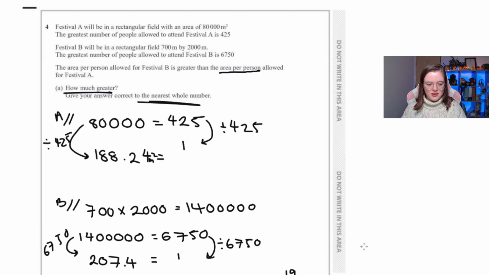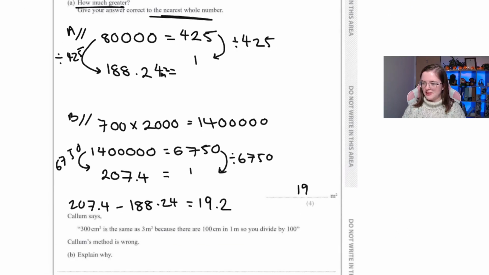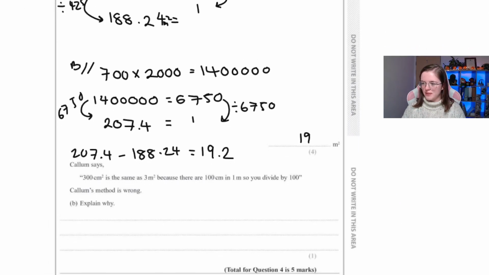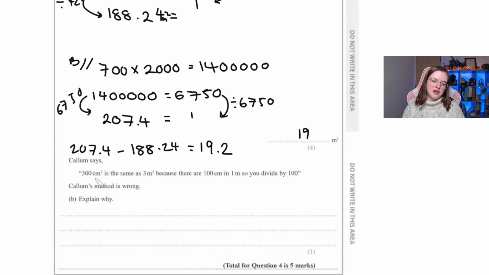Okay, and then part B, Callum is saying something, so I'll shuffle it down, see what Callum's saying. So Callum says 300 centimeters squared is the same as 3 meters squared because there are 100 centimeters in 1 meter, so you divide by 100. Callum's method is wrong. Explain why.